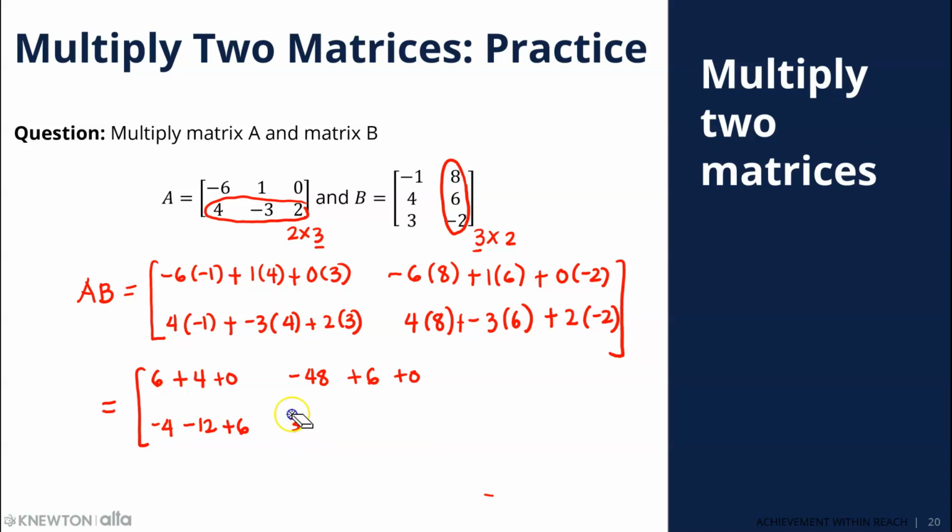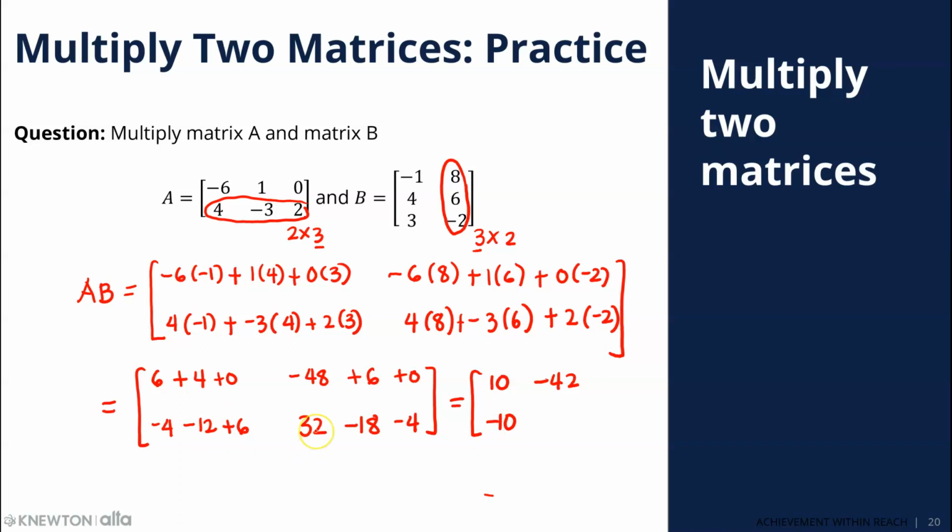And positive 32, so 4 times 8 is 32. And negative 3 times 6 is negative 18. 2 times negative 2 is negative 4. And then you simplify. So 6 plus 4 is 10. Negative 48 plus 6 is negative 42. And negative 4 minus 12 is negative 16, plus 6 is negative 10.